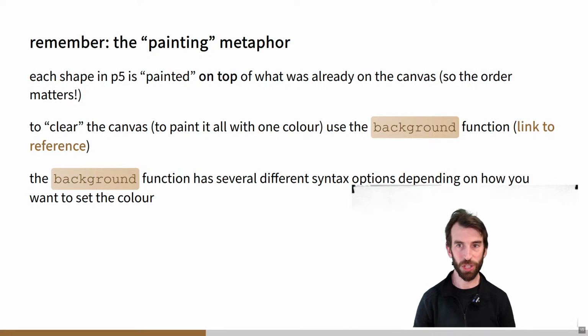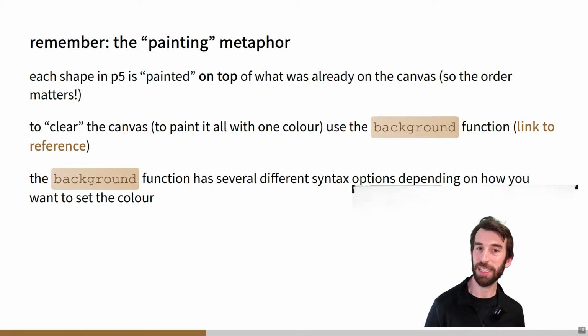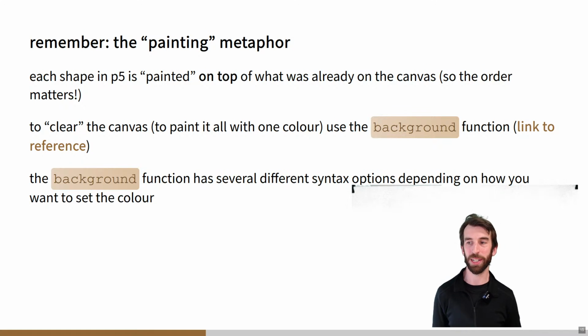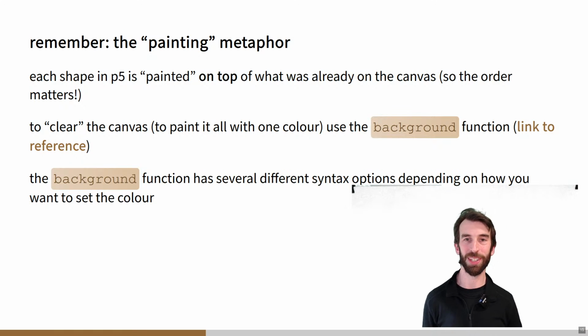So every shape in P5 is painted on top of what was already on the canvas, so the order matters. And you can clear your canvas, painting it all with one color, using the background function, which we talked about last week. And remember, the background function, like the fill function and the stroke function, has some slightly different syntax options for what parameters you give it, what instructions you give it, to tell it to paint different colors or different kinds of color.